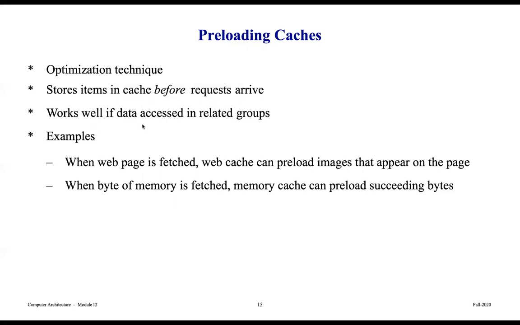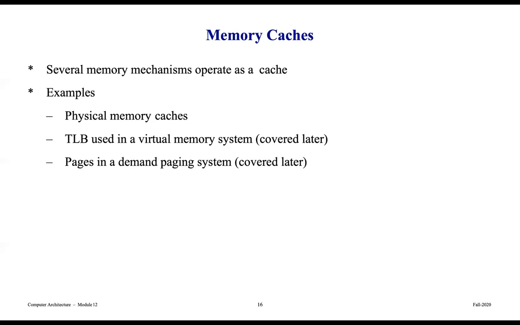It works well if data access is in related groups. Having aspects of an application would be an example of that. When a web page is fetched, the web cache can preload images that appear on the page. So you're going to a website and it's starting to load as much content as possible to make the experience of that web page better. When a byte of memory is fetched, memory can preload succeeding bytes, because it presumes that as you're looking at that, you're going to be looking at the larger aggregate of stuff that's relevant.